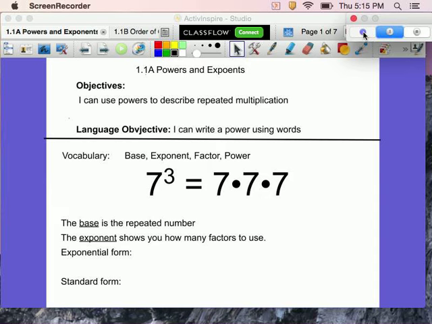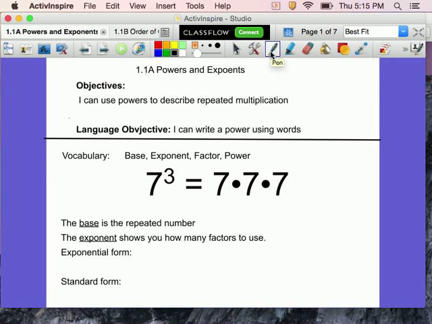First, I want you to take a second and write everything down underneath the objectives line, and then I will go over the vocabulary. So the vocabulary, we have base, exponent, factor, and power. I'm going to label each of those on our example here. We have 7 to the third power, and that equals 7 times 7 times 7.